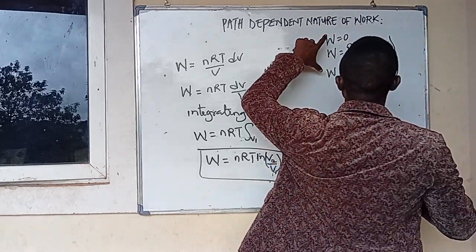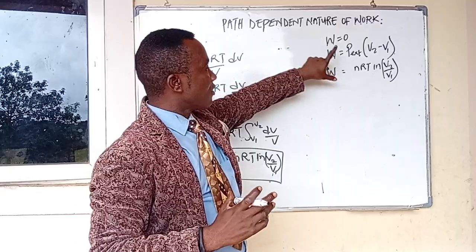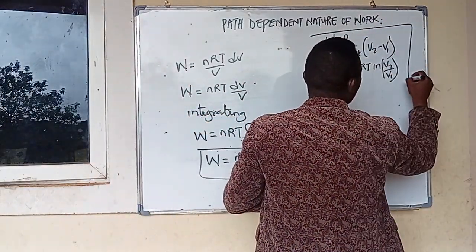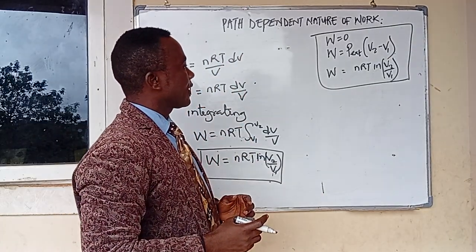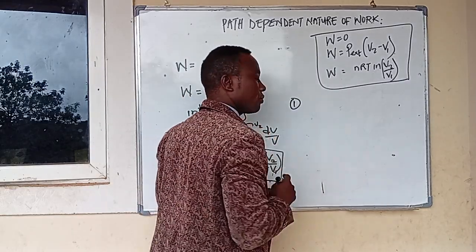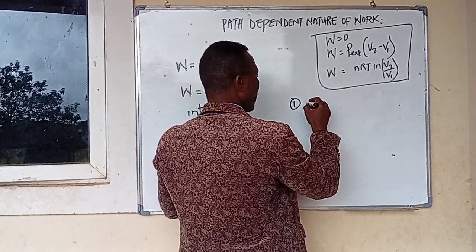You can see that in these three conditions that we took, the values of work done differ. That concludes that work done is actually a path function. Now let's take one question before we go.